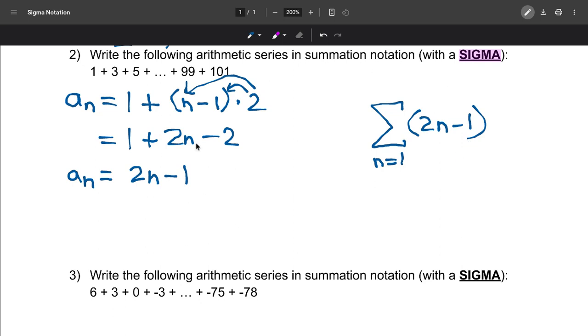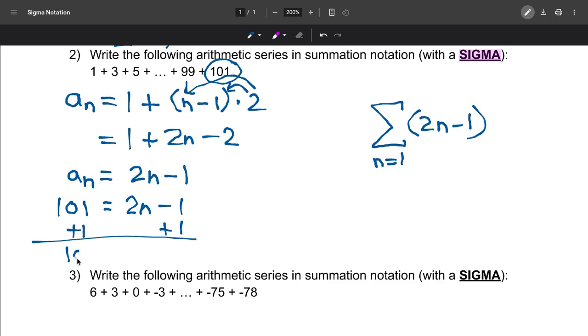And now we've got to figure out the number of terms. So we're going to take the last term, 101 here. We're going to say 101 equals 2n minus 1. So we're going to add 1 to both sides, and we're going to go 102 equals 2n.